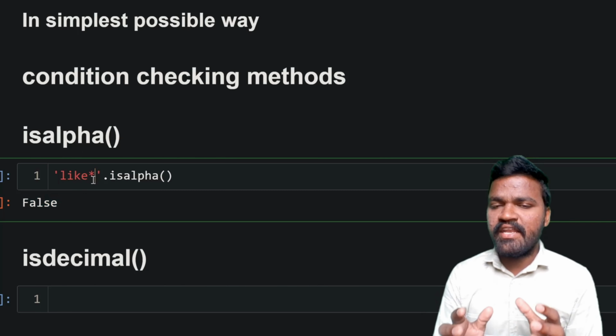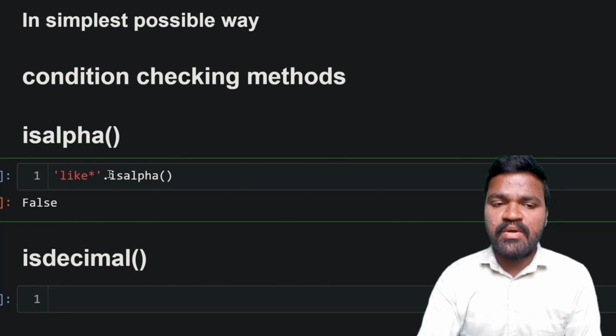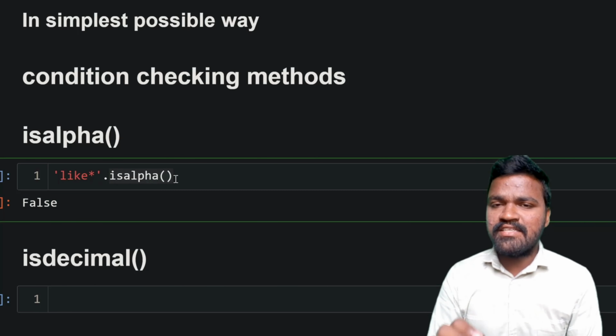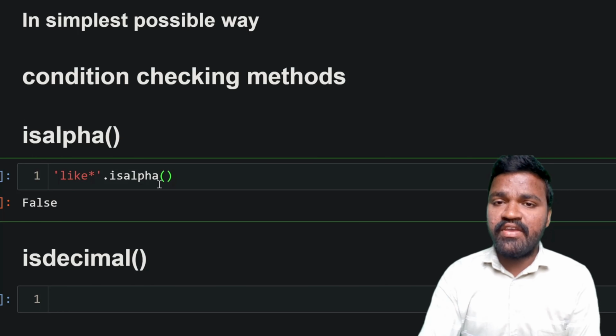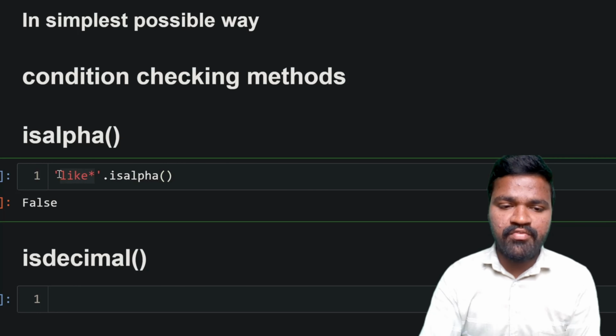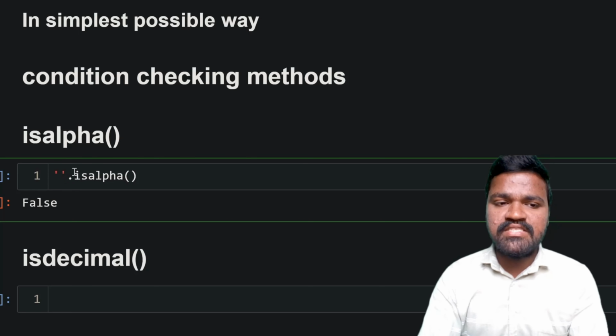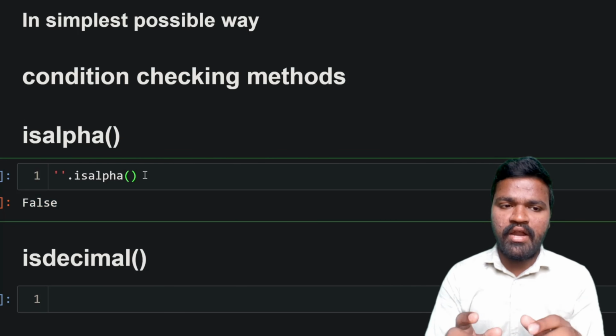By this we can understand that the isalpha method returns True when all the elements in that string are alphabets. If we have any other elements, maybe numbers or any special characters, this method will return False. And apart from that, if I have an empty string, in such a case also it will return False. So by this, I hope you can understand.